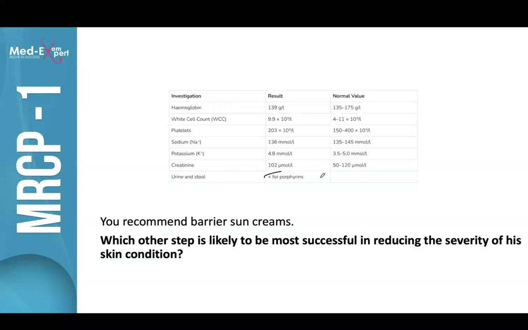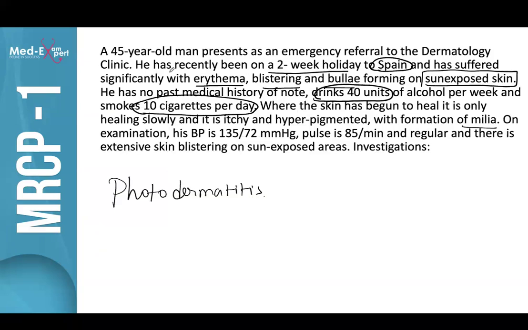Here they have given porphyrins plus, but not everywhere will you see a cakewalk, a piece of cake investigation, where they directly say porphyrins are present in the urine. Sometimes they won't give you that. But seeing this, you should be able to make a diagnosis. This is porphyria cutanea tarda. A very, very important condition. So many times this has been asked in MRCP part 1 as well as part 2.